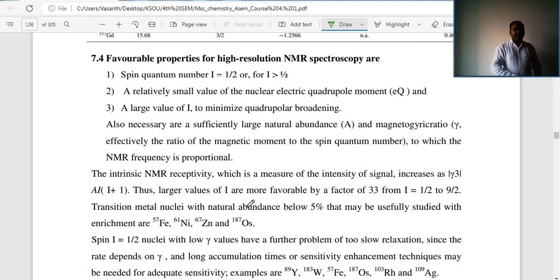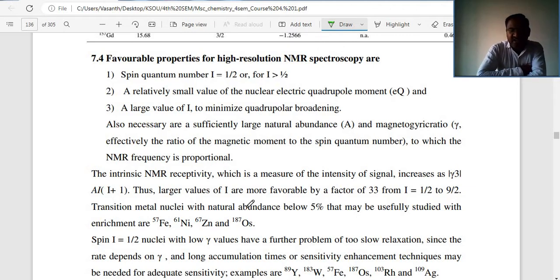What are favorable properties for high resolution nuclear magnetic resonance spectroscopy? The spin quantum number is half or greater than half, a relatively small value of the nuclear electric quadrupole moment, a large value of I to minimize quadrupolar broadening.